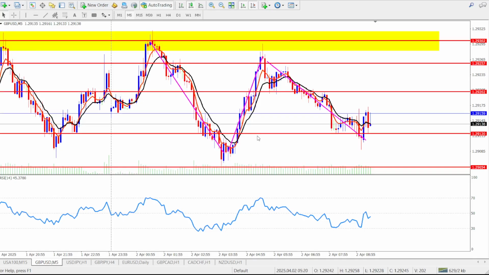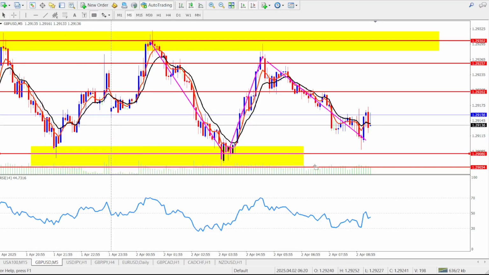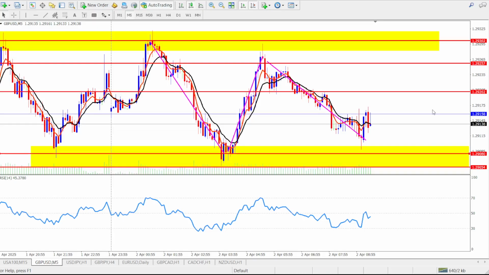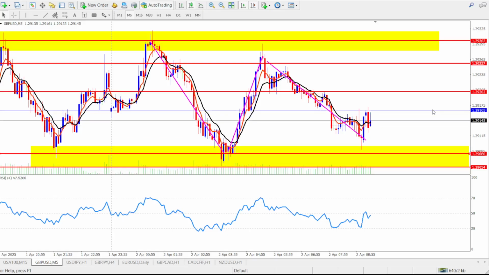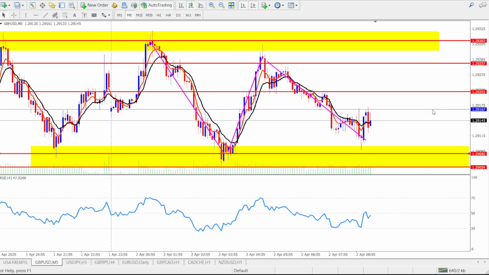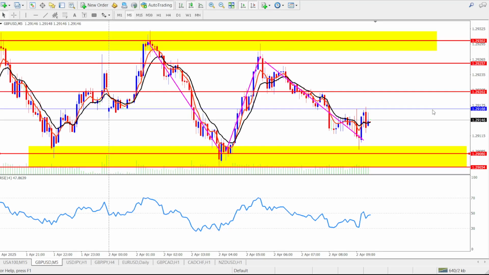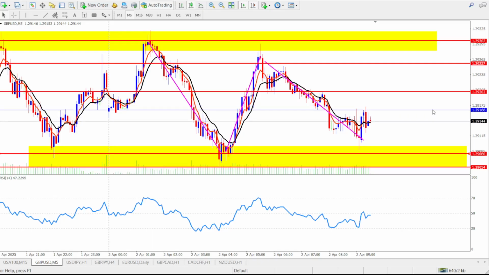support zones. The take profit can be at the nearest support zone. All right, so this is a very easy to use scalping strategy. Okay, remember that you have to get a confirmation from your RSI. The RSI must support that signal before you place your trade.